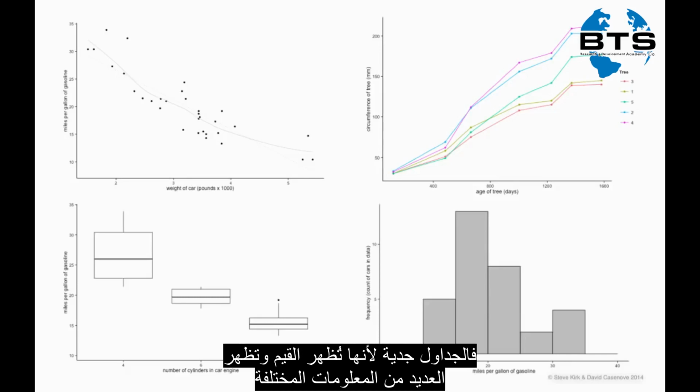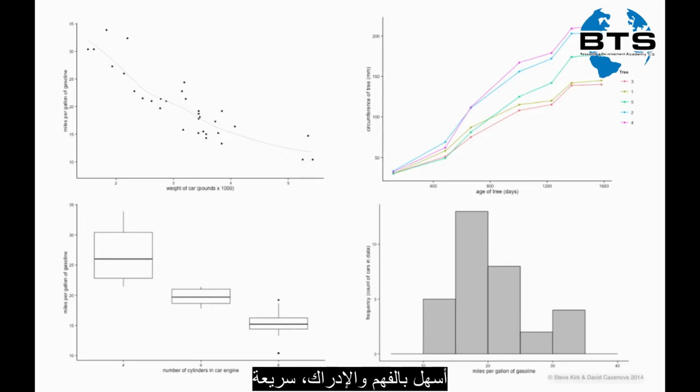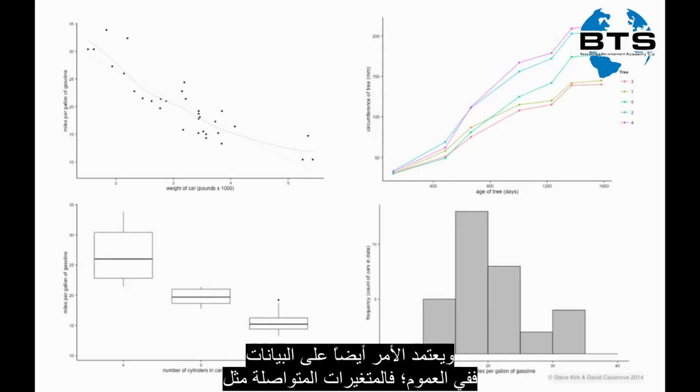Tables are good for showing the exact values or showing a lot of different information in one place. But graphs are good for showing overall trends and are much easier to understand quickly. It also depends on your data.